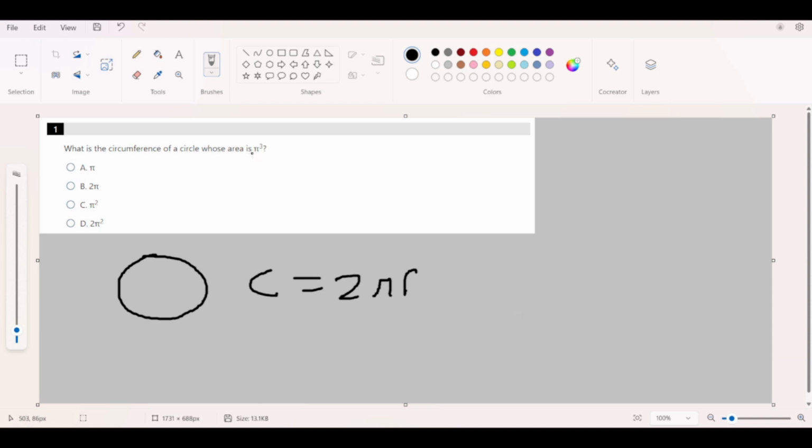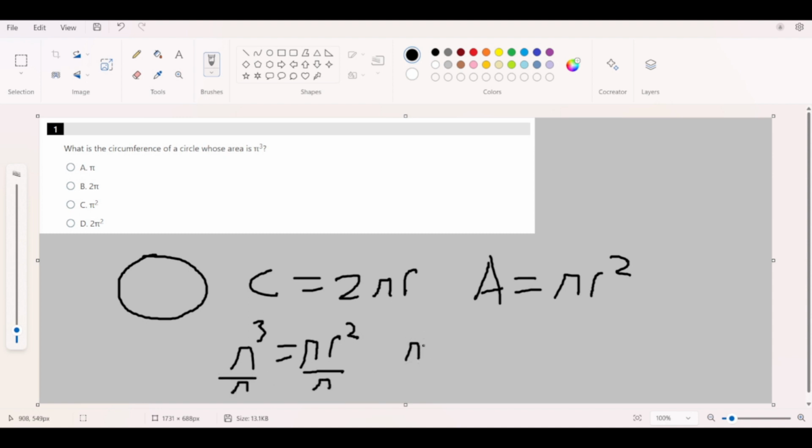So if we have our area, we can actually solve for our radius because the area of a circle is equal to pi r squared. If we know what our area is, we can solve for r using algebra. So pi cubed, which is our area, is equal to pi r squared. You divide both sides by pi, which would give you pi squared is equal to r squared. Take the square root of both sides, which means that r equals pi.